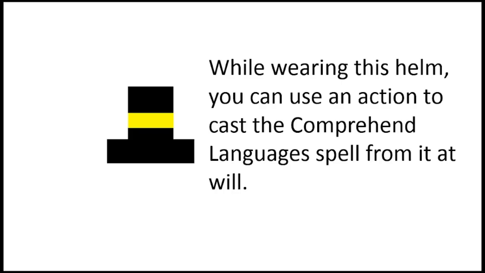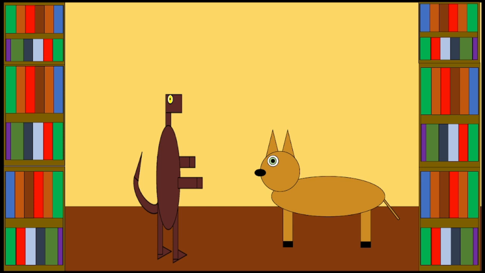Number 5, the Helm of Comprehend Languages. While wearing this helm, you can use an action to cast Comprehend Languages from it at will. Now, this one is sort of in the same category as the Hat of Disguise. It gives you unlimited casting of a first level spell. This spell, though, is a lot more powerful.